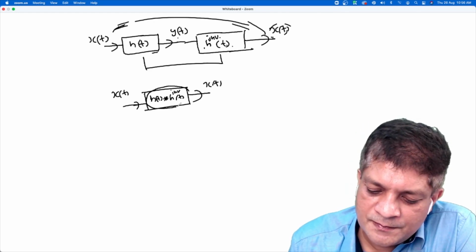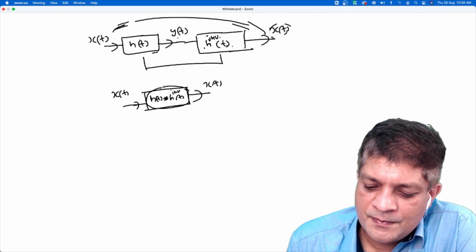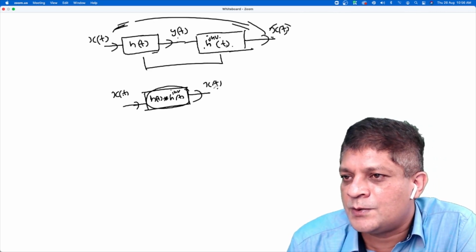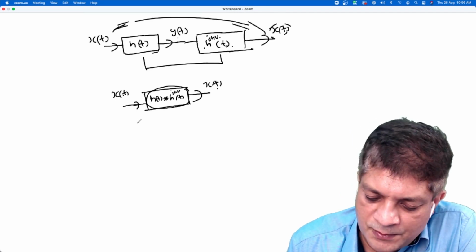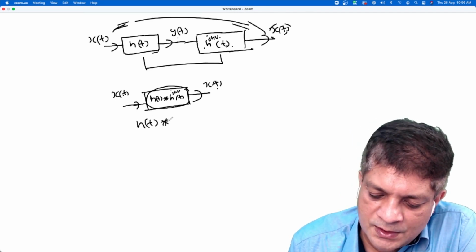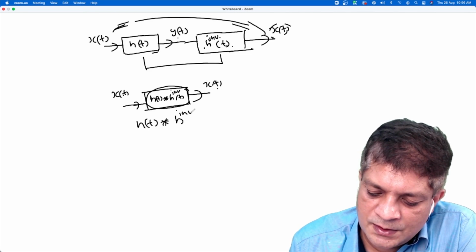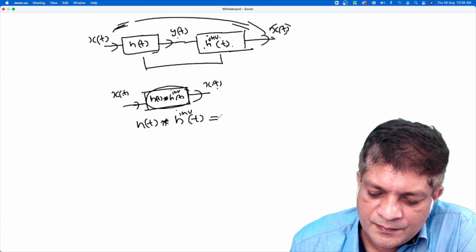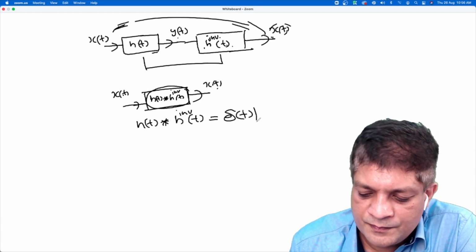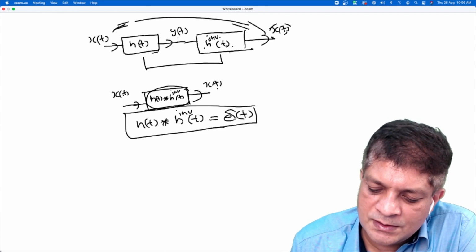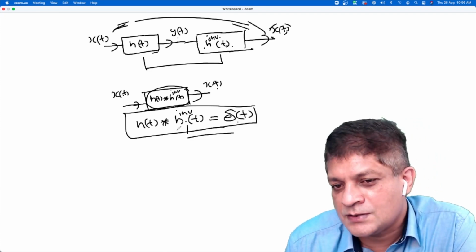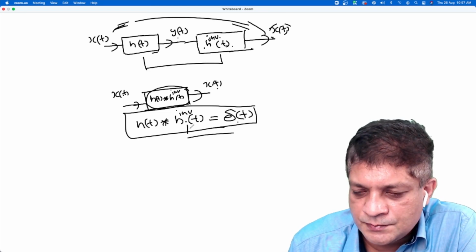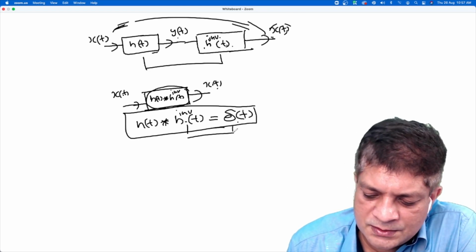What should this be? Delta t. That should be a delta function. Then only, whatever signal you are giving, you get the same output here. So the condition for invertibility is h(t) convolution h inverse t equals delta t, where h inverse t is the impulse response of the inverse system. If we can find a system such that this condition is satisfied, then only can we say the system is invertible.